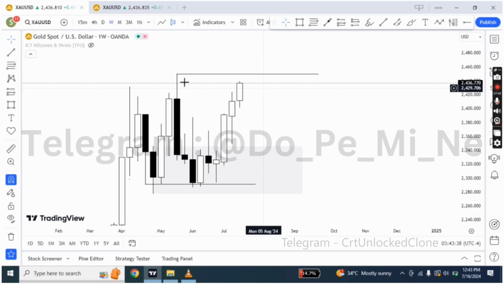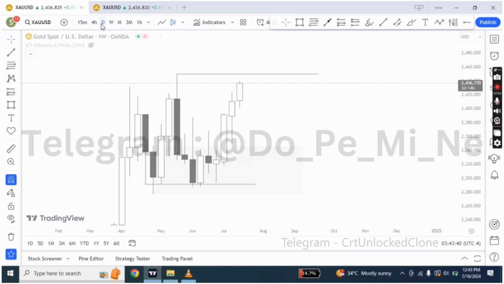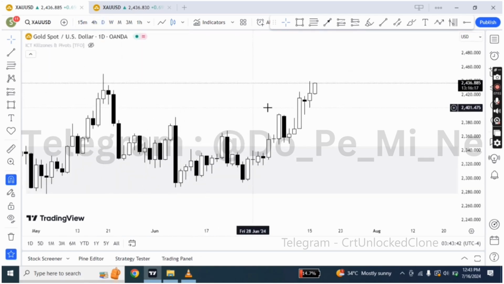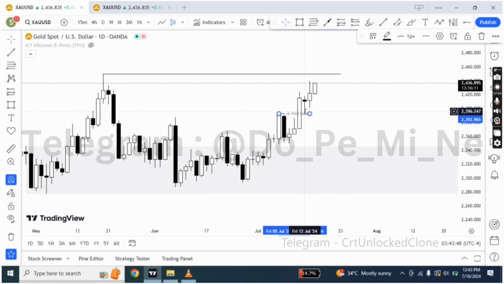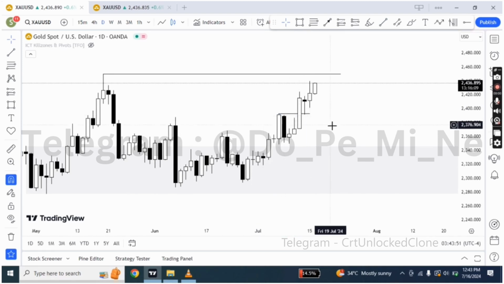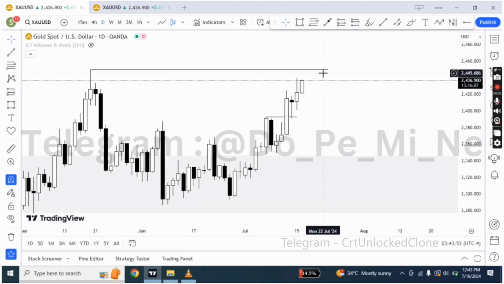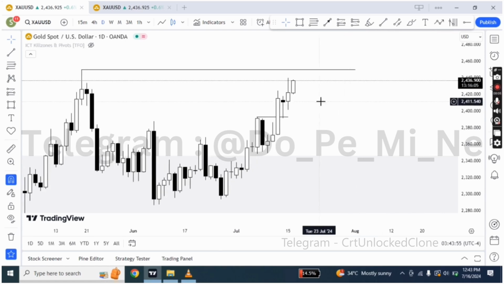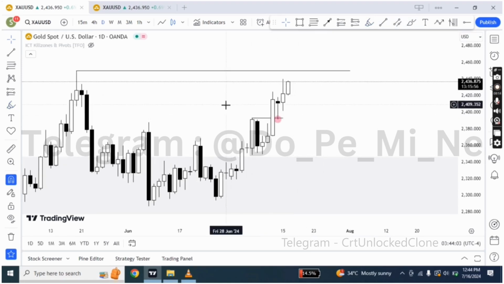Now going down to the daily time frame, we can see that last week's candle closed just below this high, and on Friday we had this candle right here, which tested this high and filled liquidity. So now we don't have any unfilled liquidity below us, right? We only have liquidity above in the form of this high right here, which implies that price is going to be drawn higher.